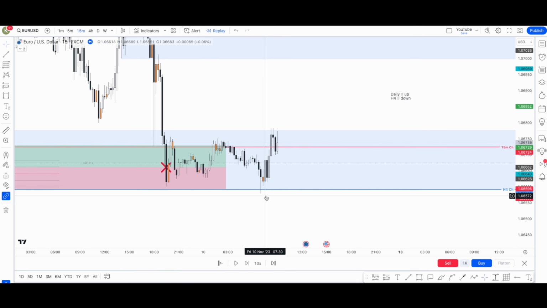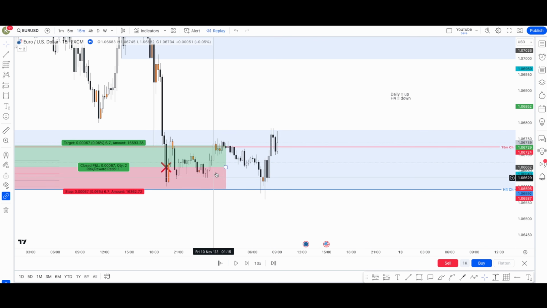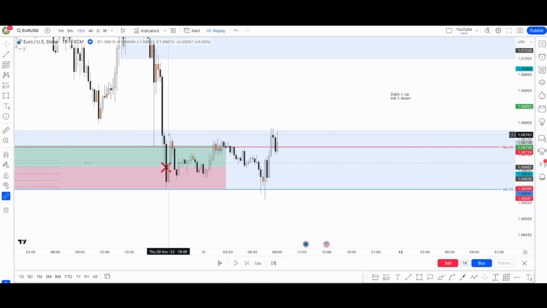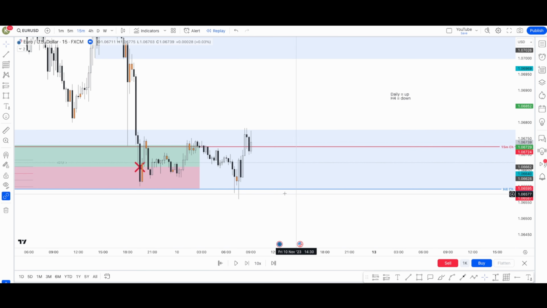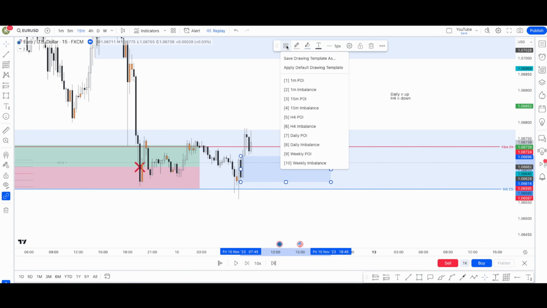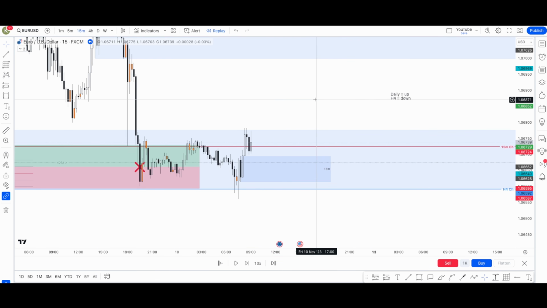The M15 BOS was there, followed by another one, only an inside bar. Revert to the structure, which is there. The CHoCH is down here, so the M15 CHoCH is this one down here, and the M15 BOS is up there. So technically we have an order block. Hardly, it's an opposite candle. It's a demand zone.